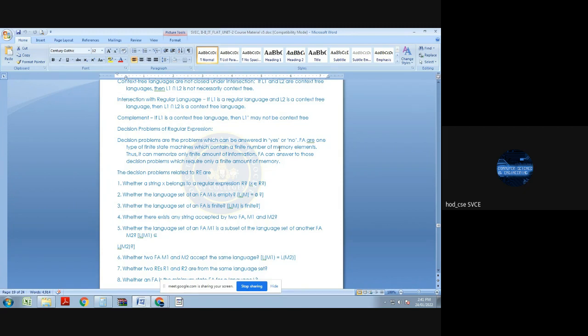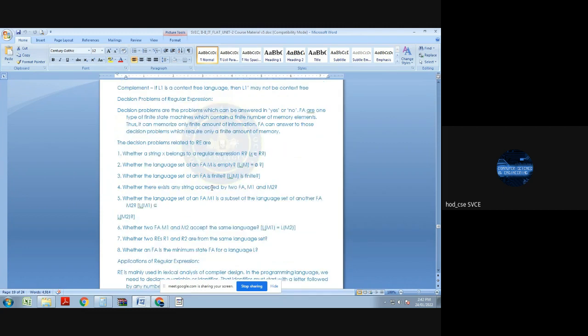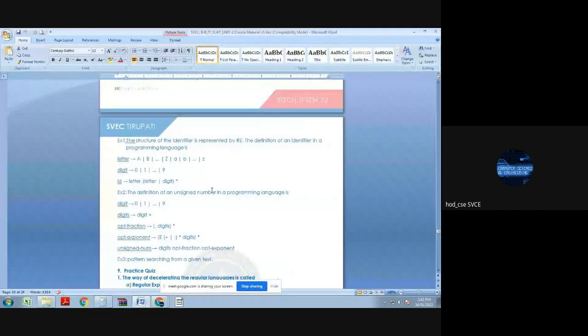So an FA can answer those decision problems which require only a finite amount of memory. Those problems are, for example, whether a string belongs to the regular expression or not. It requires limited memory, so we can just say yes or no by using an FA. Whether the language of a finite automaton M is empty. Whether the language of a finite automaton is finite or not. Whether there exists any string accepted by two finite automata M1 and M2 or not. Such examples are considered decision problems related to regular expressions.